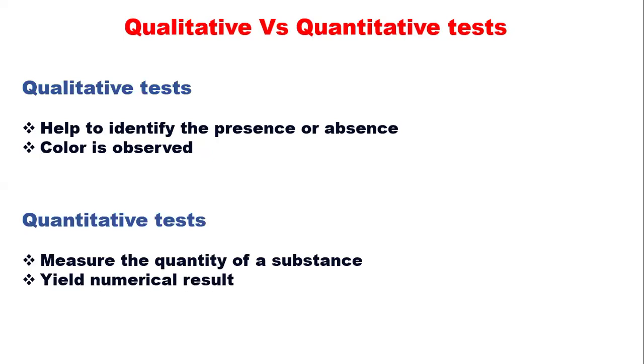So for quantitative tests, it usually measures the quantity of the substance. So you are interested here in actually determining the concentration or the amount of substance of the analyte in the test sample. So here you are going to measure and quantify the substance, and it involves numerical results. So you have to get readings after you must have carried out the analysis. So that's basically what distinguishes the qualitative and quantitative tests.